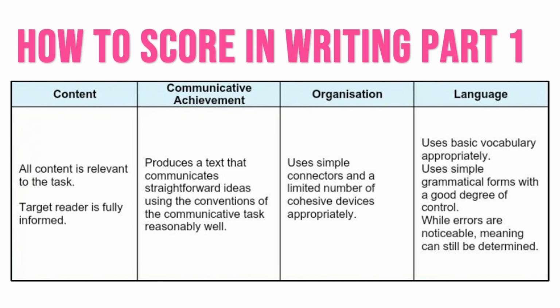Next, organization. Use simple connectors and a limited number of cohesive devices appropriately. And finally, in the language criteria, use basic vocabulary appropriately and use simple grammatical forms with a good degree of control. And finally, while errors are noticeable, meaning can still be determined. If you can tackle all these 4 criteria, inshallah, you will have no problem to score well in writing part 1.